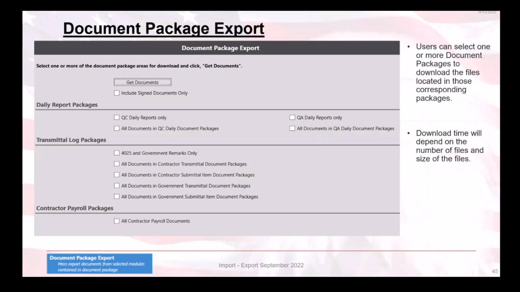Now, when your choice has been decided, click on the Get Documents button to determine the folder to which you'd like to export the documents. A pop-up window will appear, and you will navigate to the desired export location and click on the OK button. Now, depending upon the number and the size of files and your internet connection, this process can take a while. But once the export is completed, a pop-up window will appear displaying where the files are located. Simply click on the OK button to acknowledge the message.